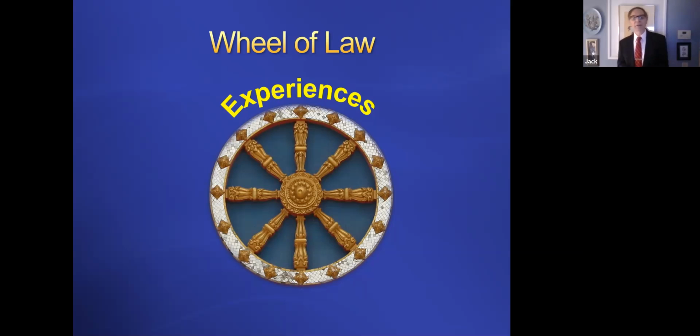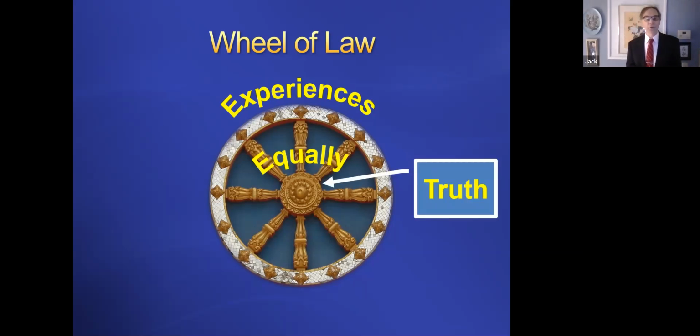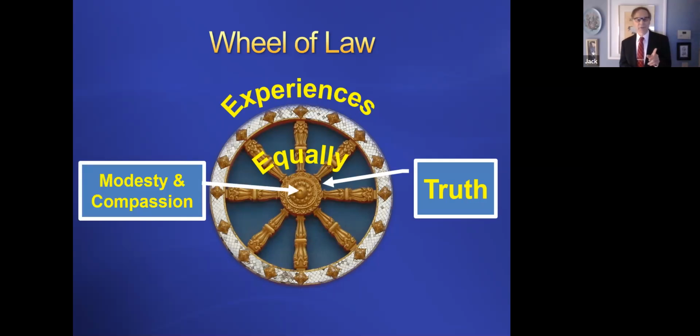But as you're experiencing those things, you have to remember the spokes. And the spokes are all equal. That's teaching you to treat all people equally. You don't discriminate against people, or treat people grouchy one day if you're in a bad mood, and nice the other day if you're in a good mood. You treat people equally throughout life. And then the other thing to remember is the hub, which is the truth. So that's a foundation for how you lead your life with the truth, but that's always tempered by the axle. And the axle represents modesty and compassion.